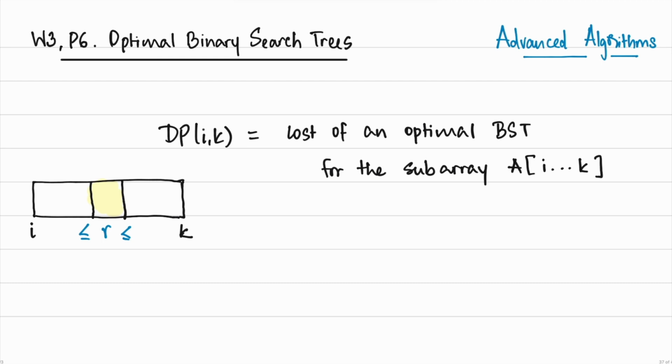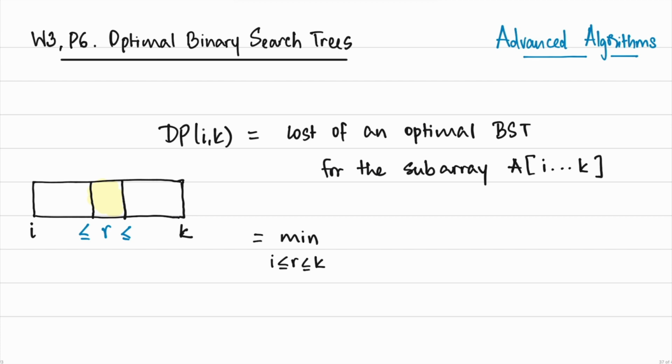Now we are going to examine all possible choices of r, and these are our exhaustive options, and we are going to pick the best, which is just pick the minimum cost. So this dp in the recurrence is going to turn out to be a min over choices of r between i and k.